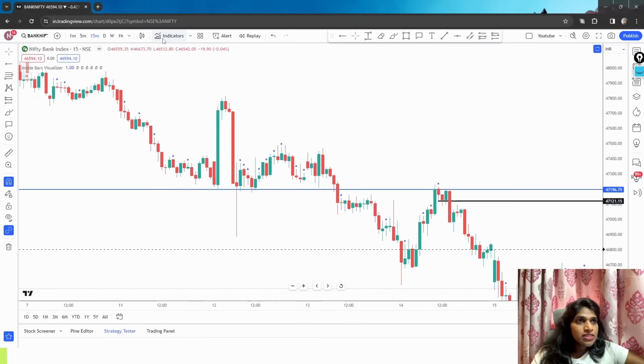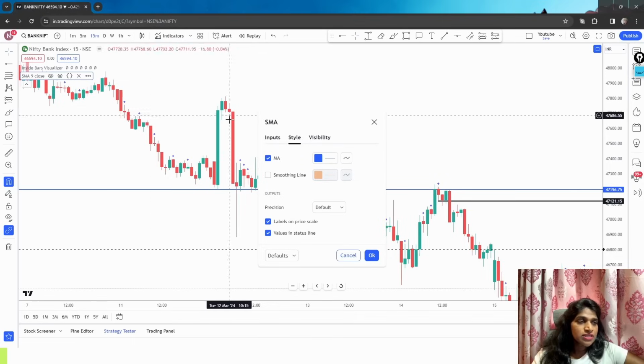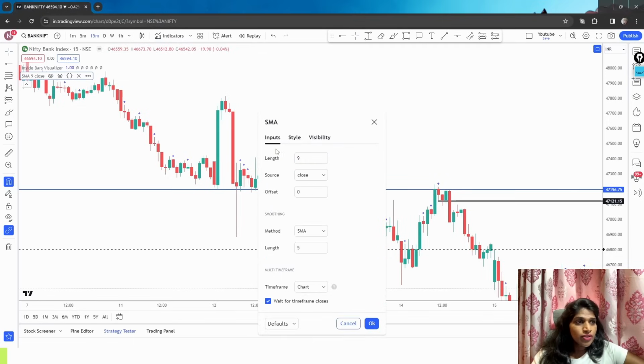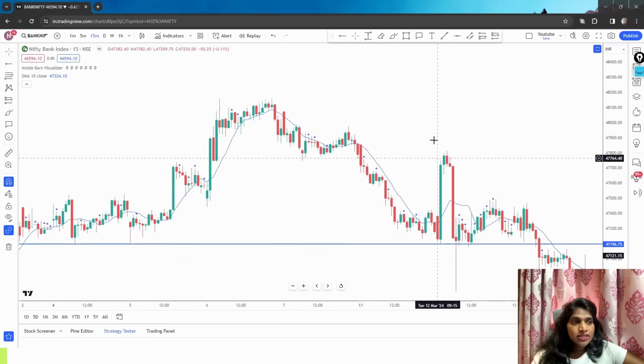I'll just put an indicator of moving average. Basically, it's a very simple moving average, no exponential, nothing at all. I'm just keeping it very simple. Don't get confused. I'm changing the length to 10. That's all. First and foremost, what does this 10 moving average tell you?